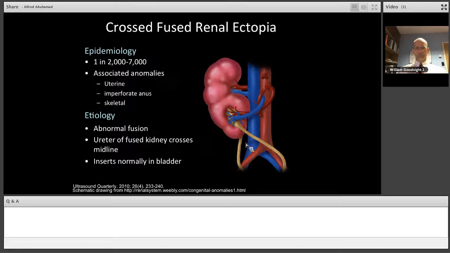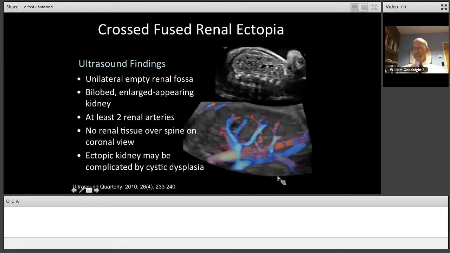Cross-fused renal ectopia, meaning that the kidney from one renal fossa had migrated to the other. They are not over the spine, they're not in the midline, but they're totally on one side. They have fairly associated anomalies as you see here, and the etiology could be many reasons. The key here is that the ureter inserts normally into the bladder.